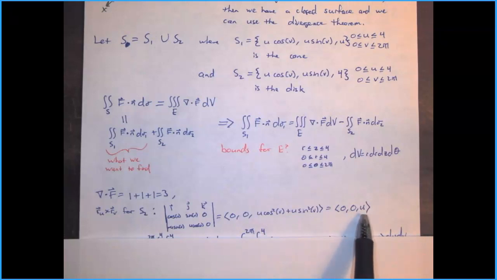Since u is positive, this normal vector points up. That's the correct normal. Remember, if we had gotten the wrong normal, all we have to do is multiply by negative 1. Okay, now that's all we need to set up these two integrals.